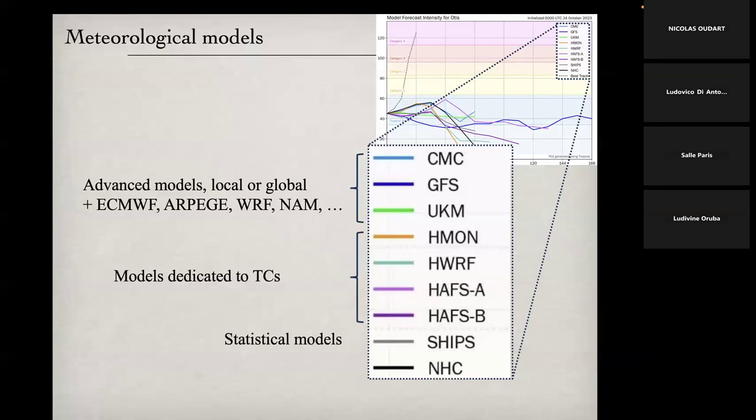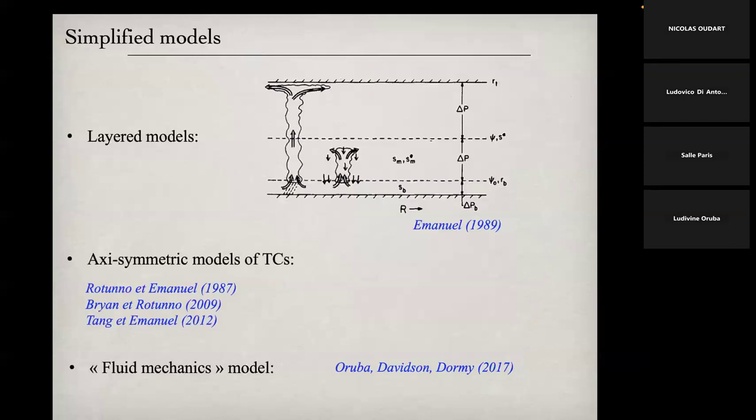And so in that sense, these two types of models are very different from the third category, which corresponds to statistical models. So these statistical models rely on statistical considerations, and they are based on the knowledge of past tropical cyclones. So this third type of model is very different from the other one. We have also simplified models. So we have layered models, so models in which the vertical profile of the atmosphere is discretized into layers. We have also complete axisymmetric models of tropical cyclones.